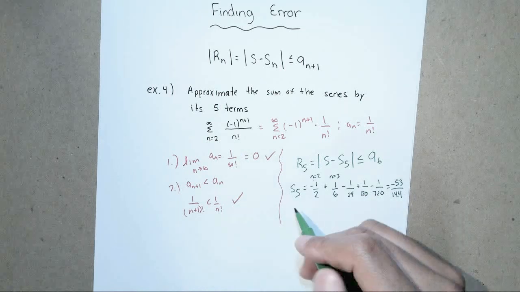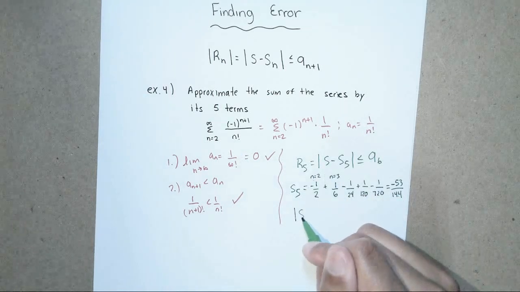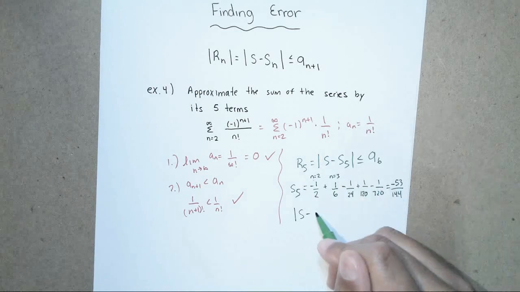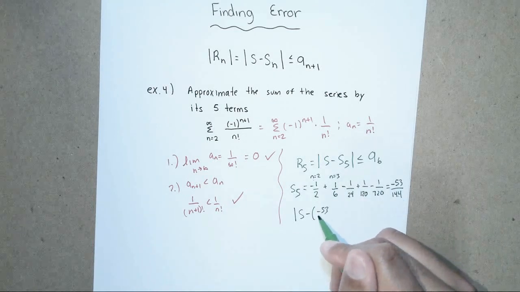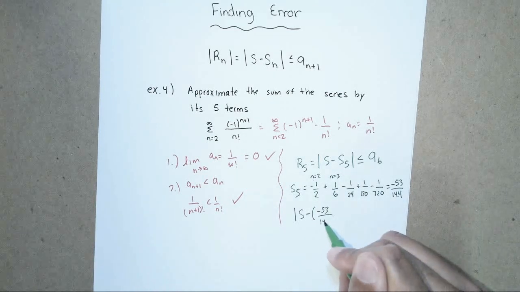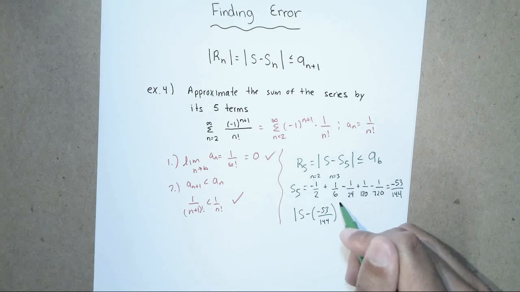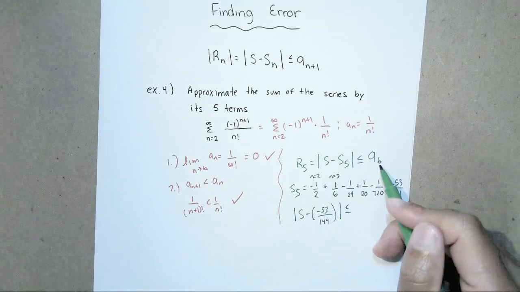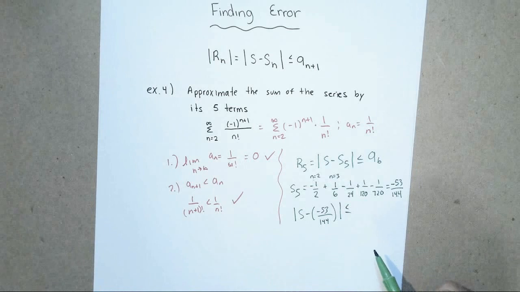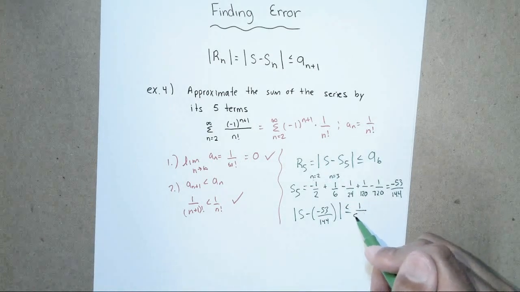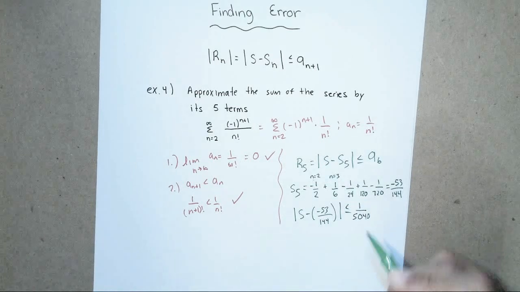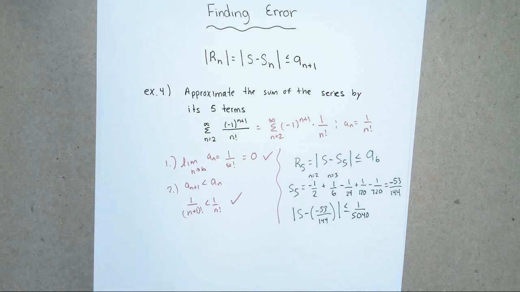So now I know that S minus -53 over 144 has to be less than my 6th term. So I'm going to plug 6 into my series, and that's going to give 1 over 5,040. And that right there is your formula. That's your error.